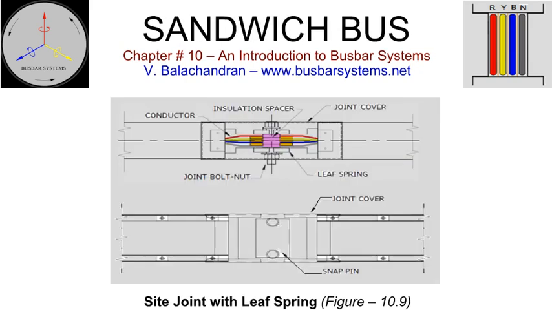Site joint with leaf spring. In both the alternatives, it is possible to run the clamping bolts on either side of the conductor assembly, with leaf spring to provide the necessary contact pressure, instead of running the bolts through the conductors, which result in the reduction of the contact area.